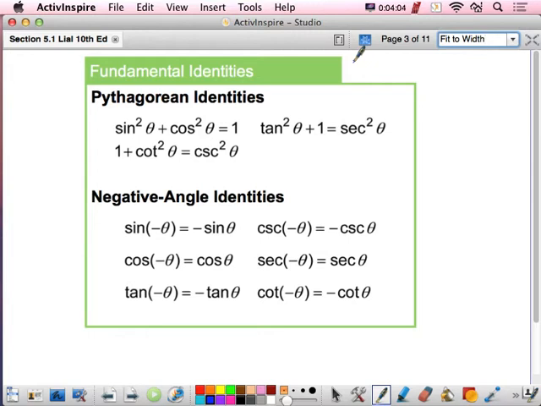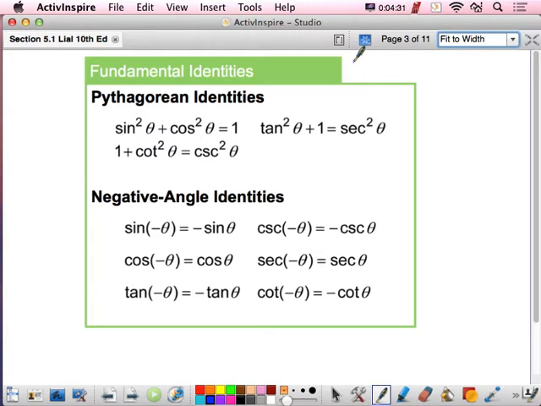Make sense? Okay, now the negative angle identities, they're a little weirder. I'm not real fond of them, but like I said, your book does expect you to be able to use them. What they say is if you take any of the trig functions of a negative angle, well, let's say I take 30 and negative 30.